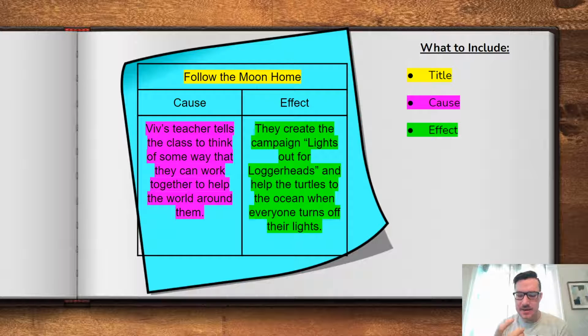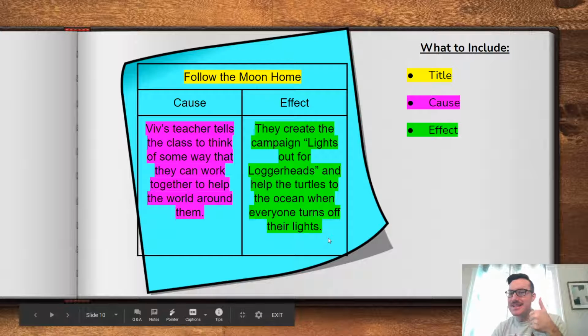So you're going to be doing that today during your independent reading and submitting during your reading reflection. All right, that's cause and effect, guys.